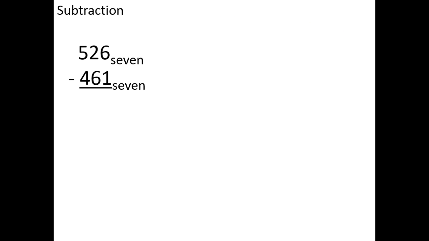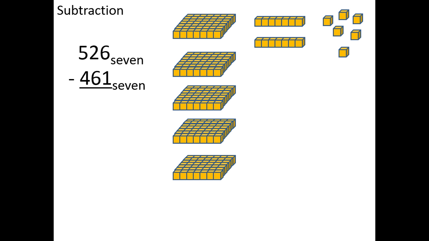So let's try one more subtraction problem where we are going to use blocks. This is base 7. So we have 526 base 7 minus 461 base 7. Now the 526 base 7 means we're starting with 5 groups of 7 sevens. Those would be 49s to us. 2 groups of 7 and 6 ones. So that's 526 base 7 represented with base 7 blocks.